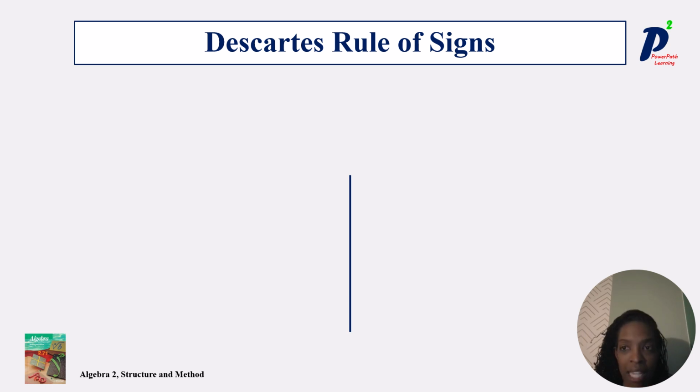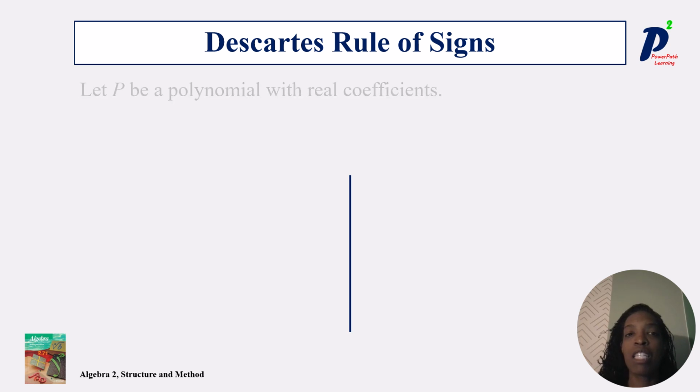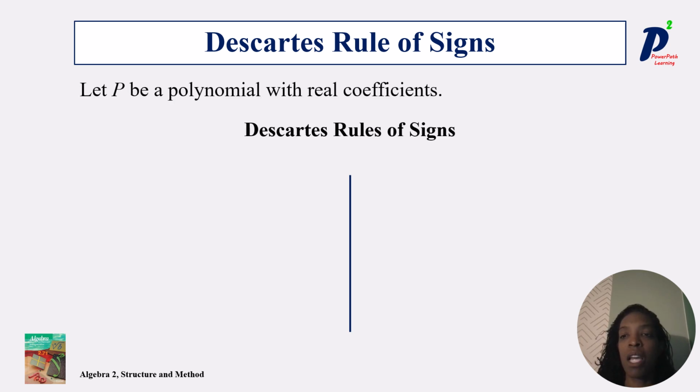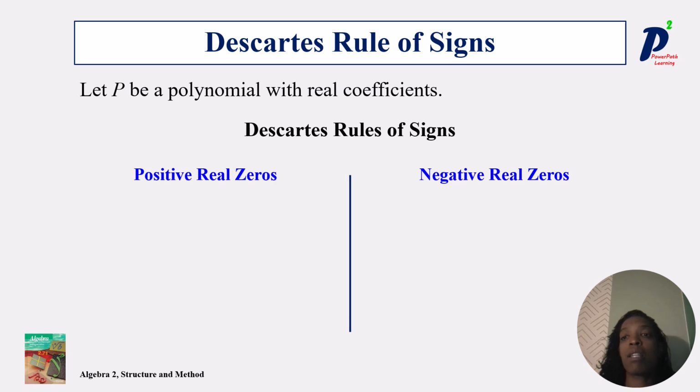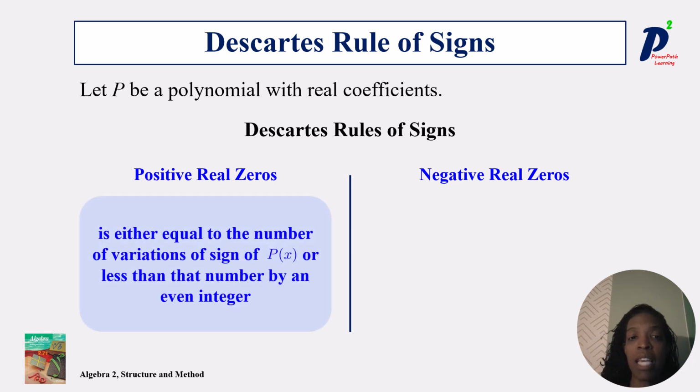So I'm going to state it formally, and then we'll talk through it a little bit more casually to make sure that you completely understand. Suppose we have a polynomial p. The Descartes rule of signs tells us the number of positive real zeros and the number of negative real zeros. The number of positive real zeros is equal to the number of sign changes of p of x, or less than that by an even integer. So if you have 4 sign changes, you can have 4, 2, or 0 positive real zeros.